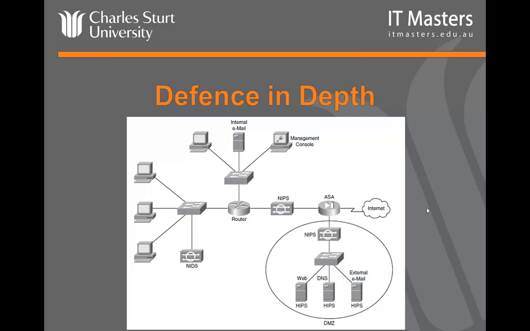So this is a bit of an example, straight out of a Cisco text or diagram, showing one way that you could look at defense in depth. You've got your network IDS here, connected to your switch. You've got your network intrusion prevention system. You can see traffic going from the internet flowing through your ASA, straight through it, so it's in line, which means you can cut stuff off at the knees as soon as it starts happening. You've got another intrusion protection system in your DMZ, where you've got your web and DNS server and external mail, and they've all got host intrusion protection systems installed. So that's a pretty simple but fundamentally sound example of what defense in depth would look like.